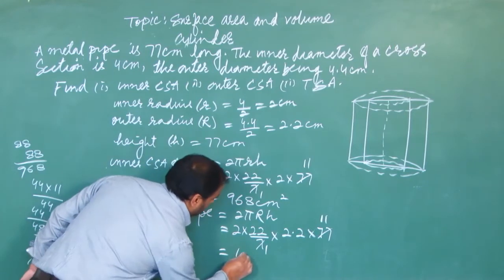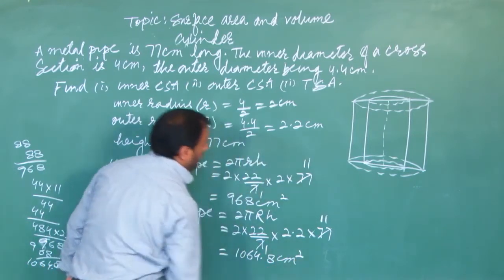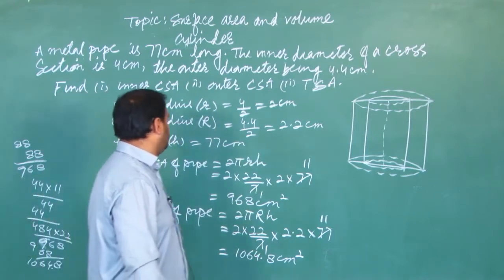1064.8 centimeters square is the area, the outer curved surface area of the pipe.